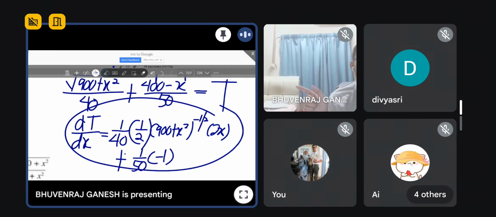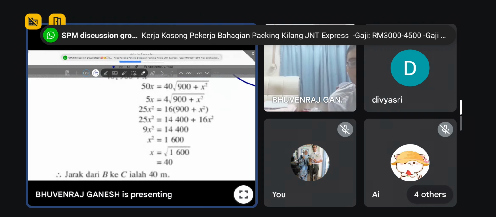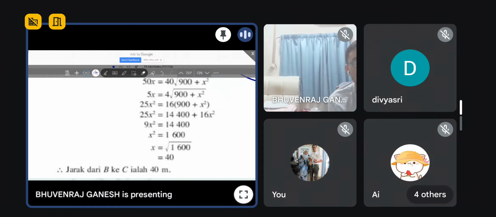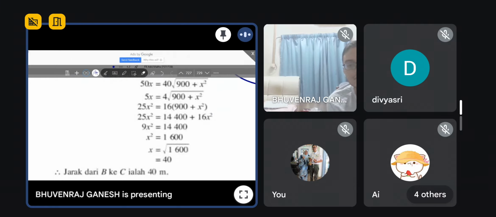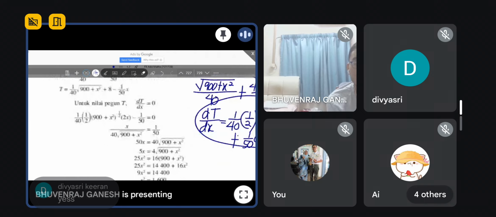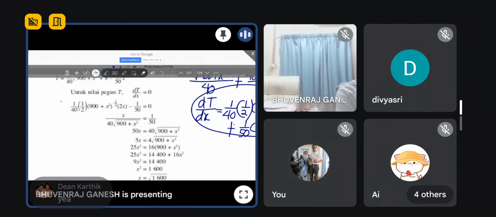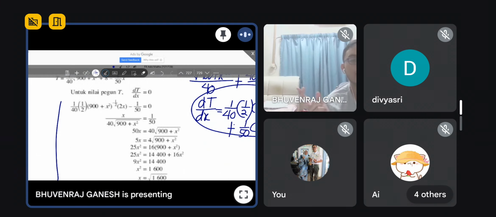You set it equal to 0, then you solve for your x value. So you will get your answer, x is 40. So the distance B to C equals x equals 40. Understand, guys? Everyone here should be able to, right? But just be careful in the solving process here because it's slightly complex. So don't make any careless mistake.